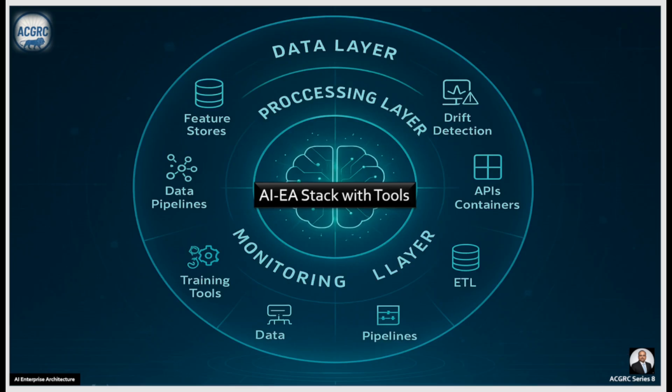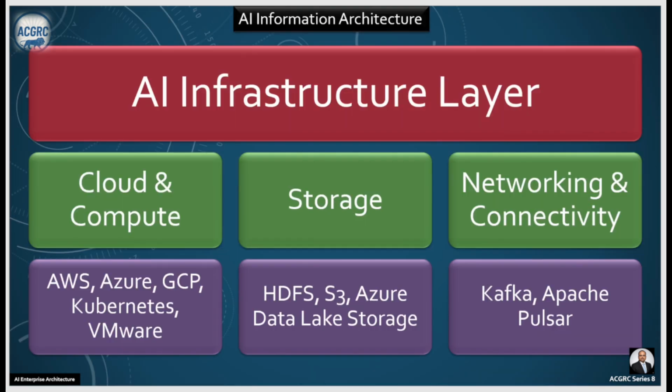If I look at the stack with the tools, for cloud and compute, we have AWS, Azure, GCP, Kubernetes, VMware. For storage, we have HDFS, S3, Azure Data Lake Storage. For networking, we have Kafka or Apache Pulsar.